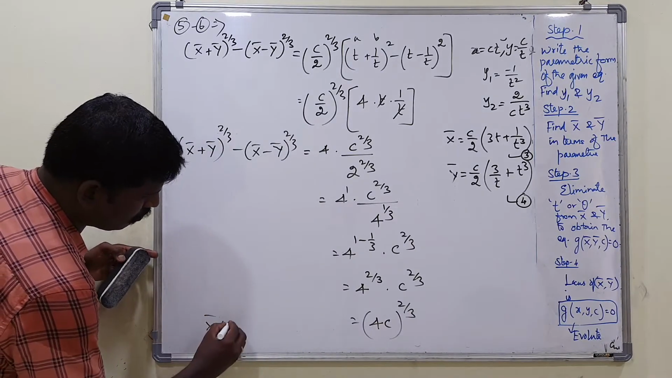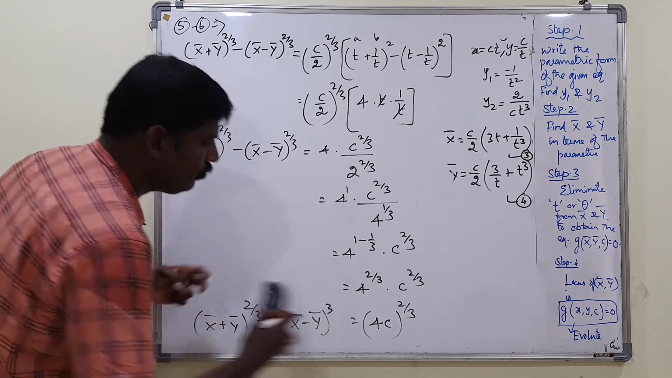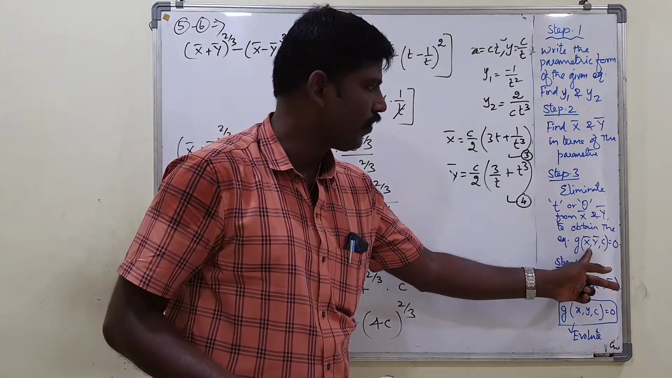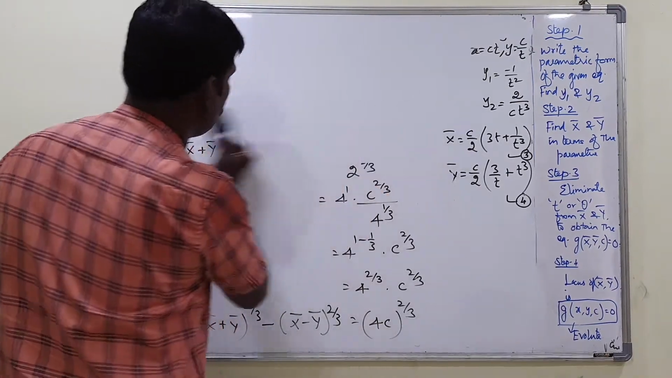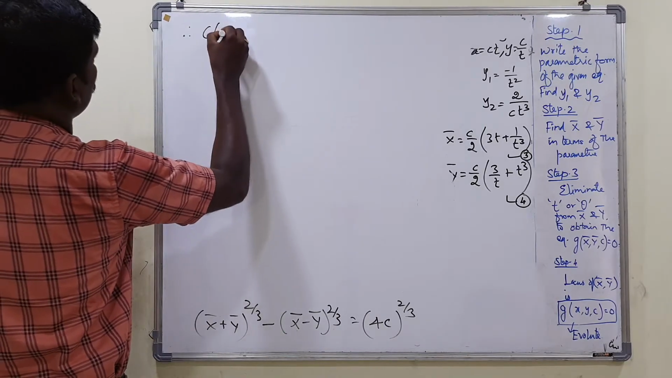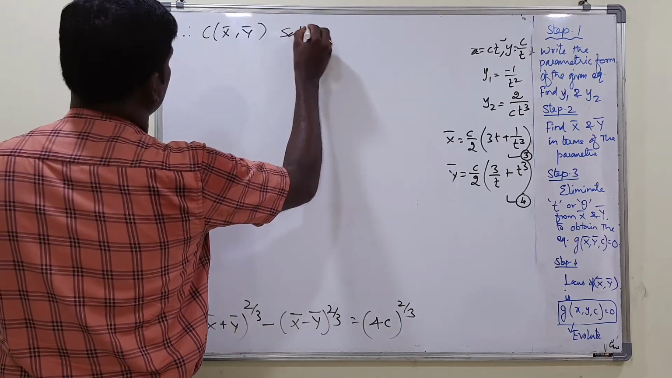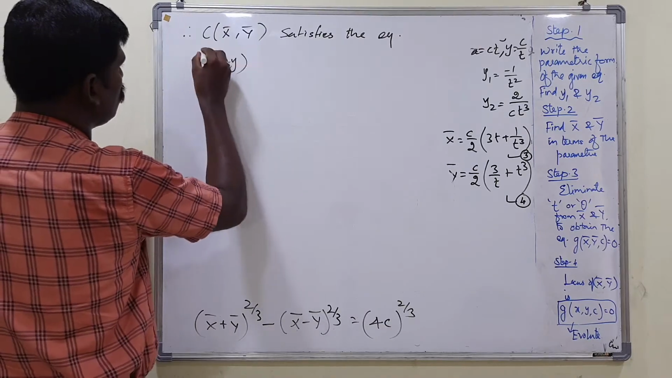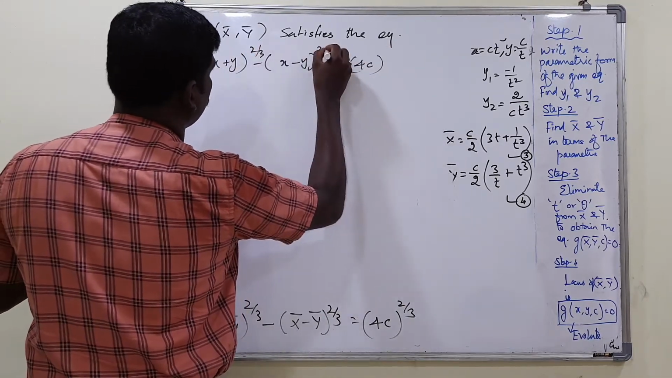This is the value of x bar plus y bar to the power 2 by 3 minus x bar minus y bar to the power 2 by 3. Right? That's it. Now, we obtain the equation g of x bar, y bar, comma, c. So what can you say about x bar and y bar? x bar, y bar are the center of curvature coordinates of the given curve, isn't it? Therefore x bar comma y bar satisfies the equation x plus y the whole square minus x minus y the whole square equal to 4c the whole power 2 by 3, isn't it?